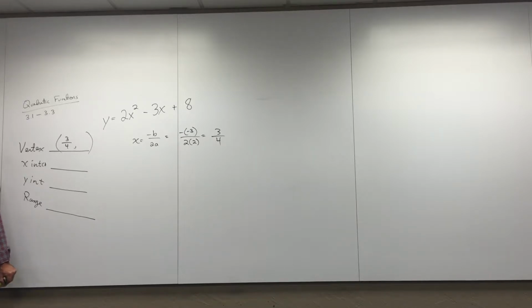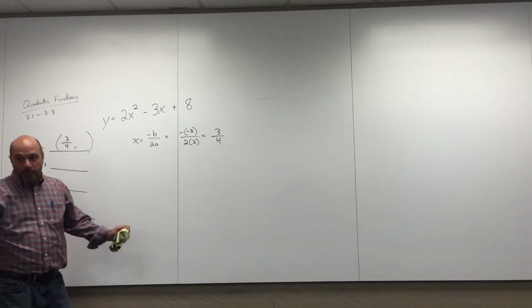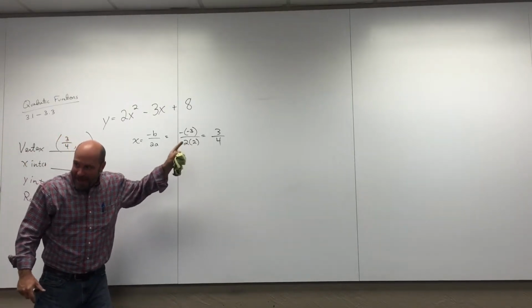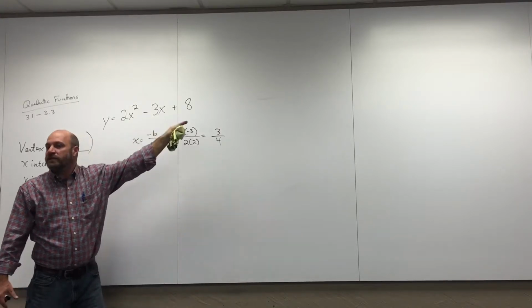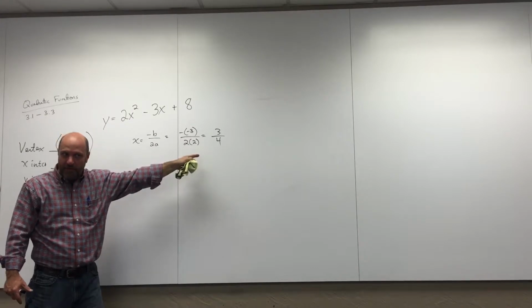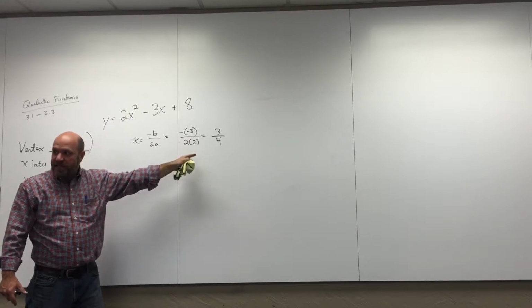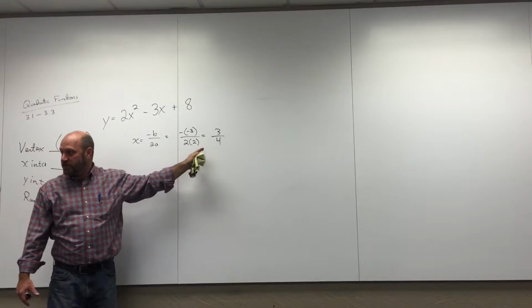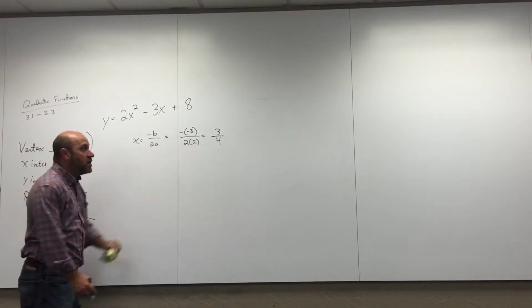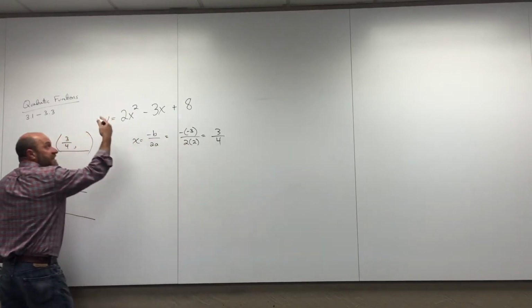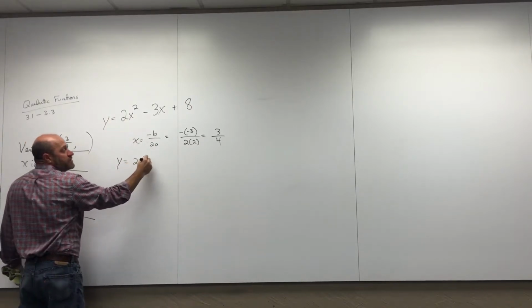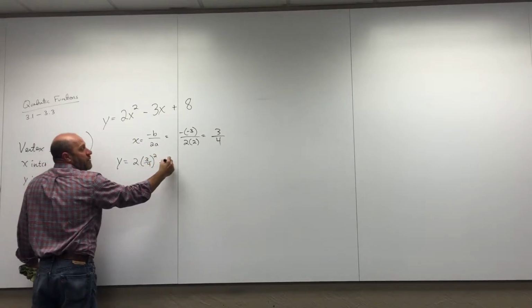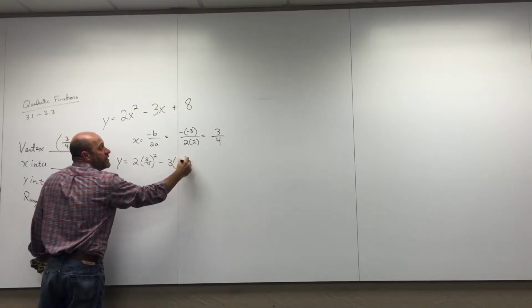How do I find the y value? F of x equals, plug in 3/4. To get the y value, you plug in 3/4. You really don't want to make a mistake on this x value because this x value dictates what the y value is. Once you find this x value, to get the y value of the vertex, you have to plug it in: 2 times 3/4 squared minus 3 times 3/4 plus 8.